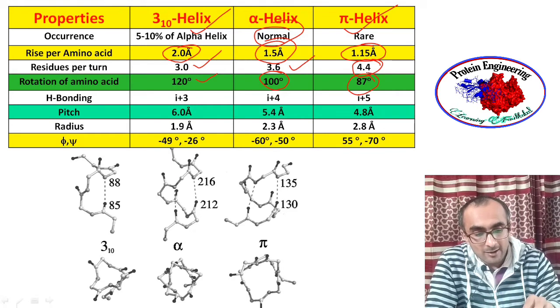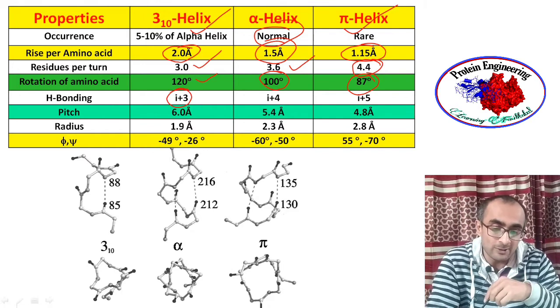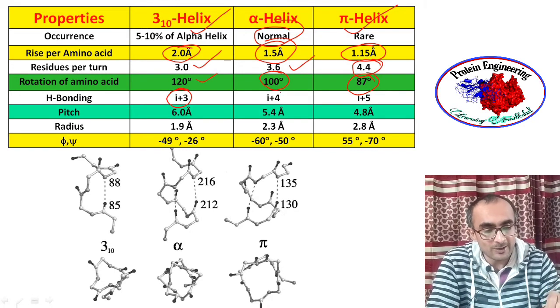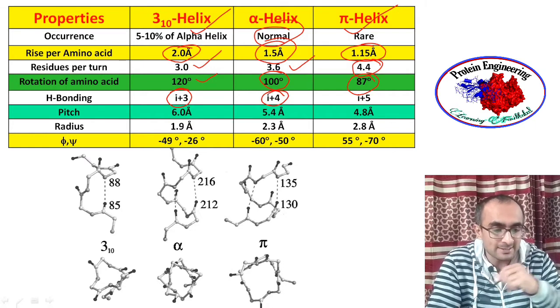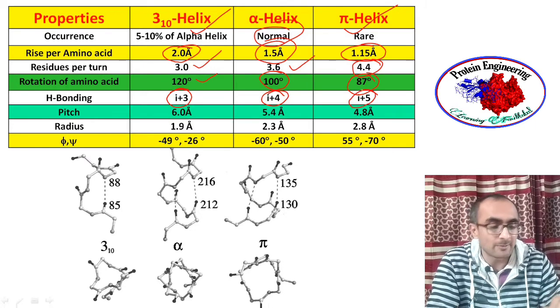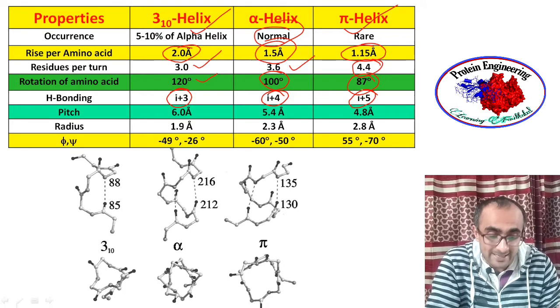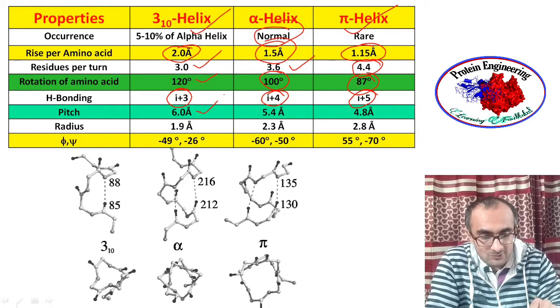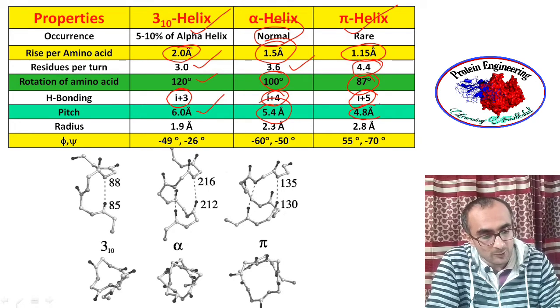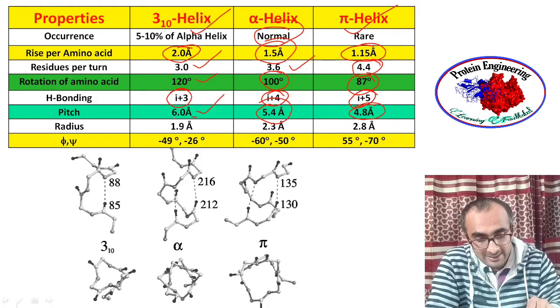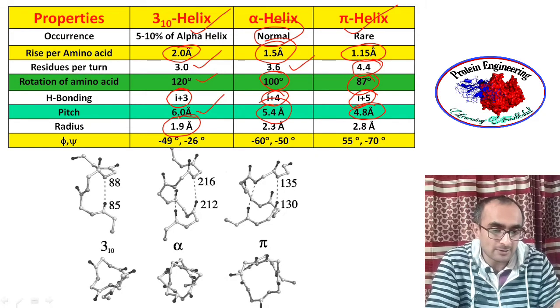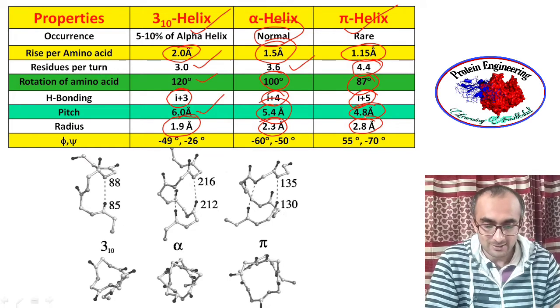Hydrogen bonding, i plus 3: first and fourth amino acids are linked through a hydrogen bond. In alpha helix, first and fifth amino acids, and in pi helix, first and sixth amino acids are hydrogen bonded. The pitch is 6 angstrom, 5.4 angstrom in alpha helix, and 4.8 angstrom in pi helix. The radius is smaller in 3-10 helix because this is a pulled structure. Alpha helix is 2.3, and the radius is more in pi helix, 2.8 angstrom.